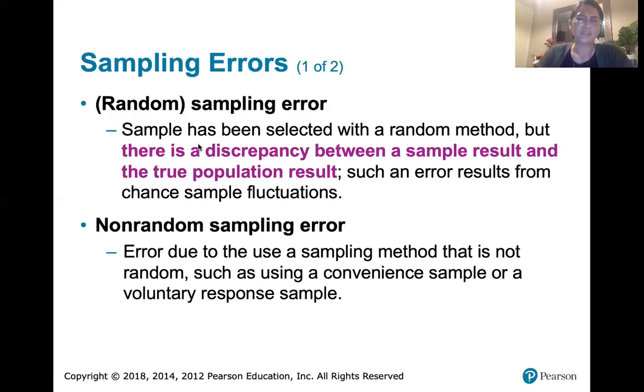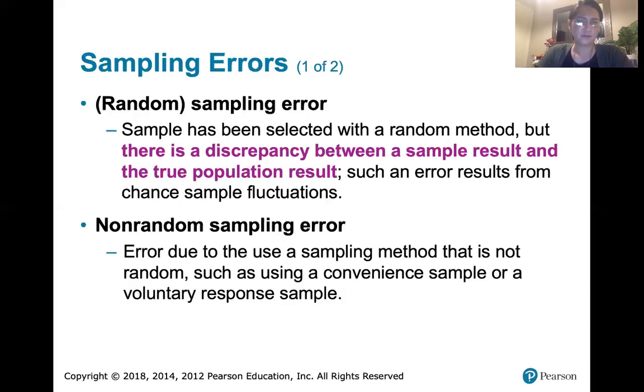We expect this random sampling error. We get a little bit of error just due to the fact that we're looking at the sample and not the entire population. We want to minimize this non-random sampling error as much as possible. So we want to try to stay away from convenience samples and stay away from voluntary response samples, and use random sampling as much as possible.